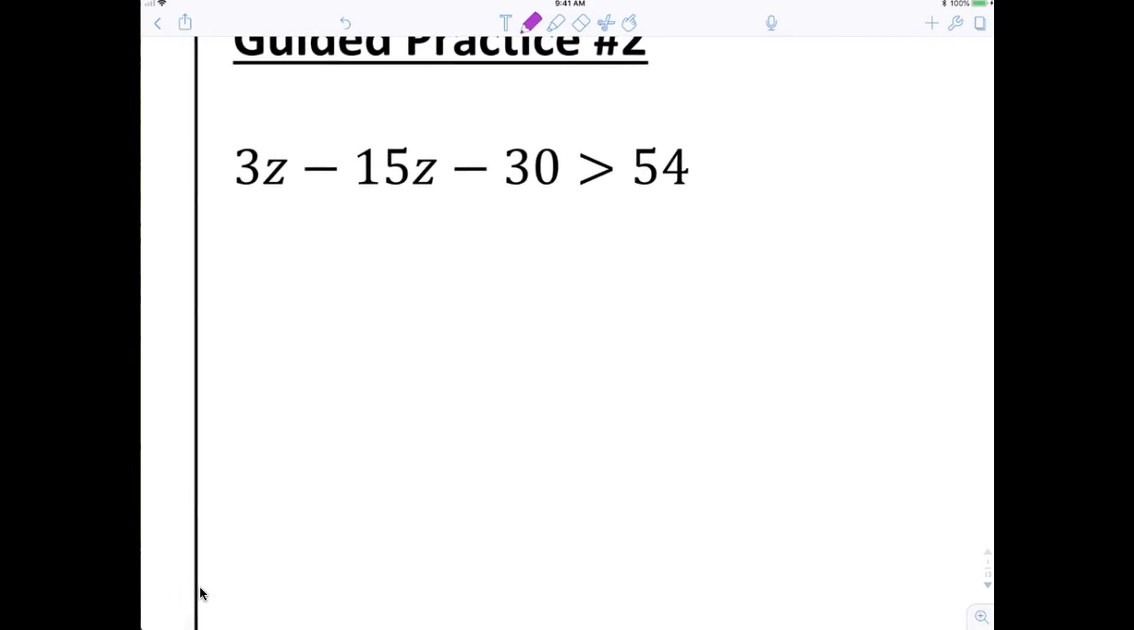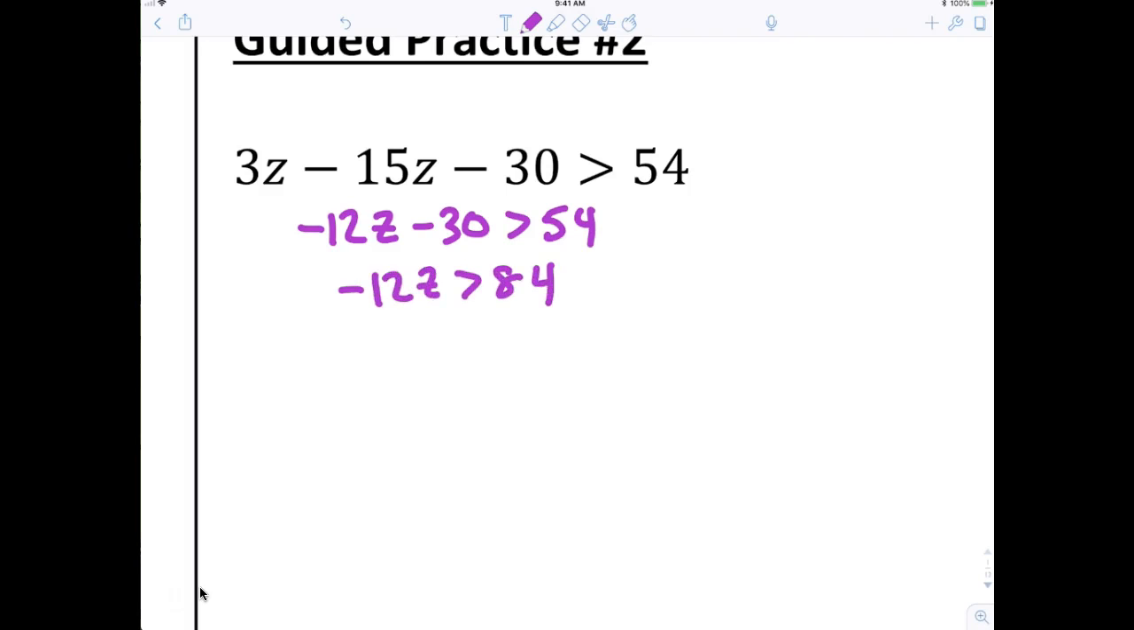All right? This is the one where you have one little extra thing you got to remember. 3z minus 15z is what? -12z minus 30 is greater than 54. Add 30. What is that? Does everybody agree with that?